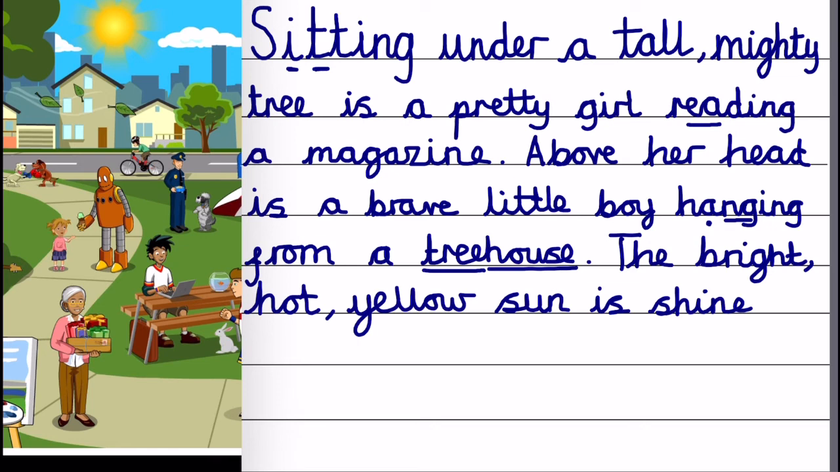Well, it ends in an E. So what do we need to do? Yes, brilliant. We need to drop the E and we need to add ing. Amazing. The bright, hot, yellow sun is shining high in the sky. But what type of sky? What colour is the sky? Yes, it's blue, isn't it?